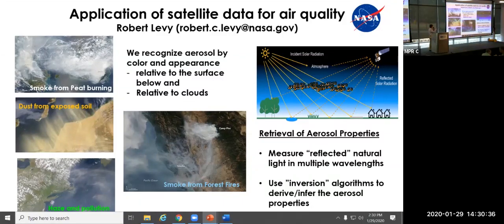What's interesting is that there are many different kinds, and you can kind of see them by their color and how they look relative to the ground. So our work is trying to use the satellites to estimate and quantify the amount, loading, type, and properties of these particles.